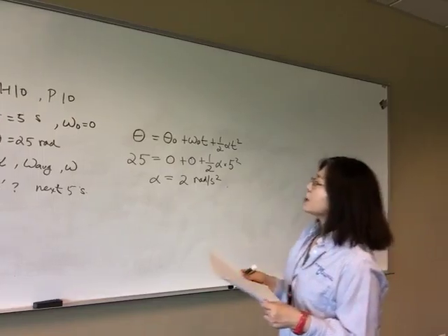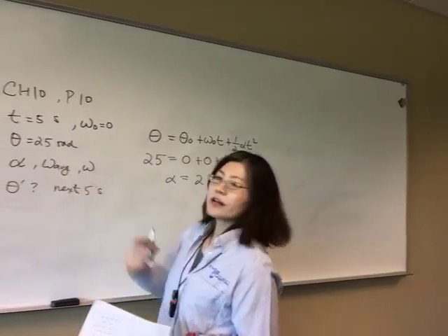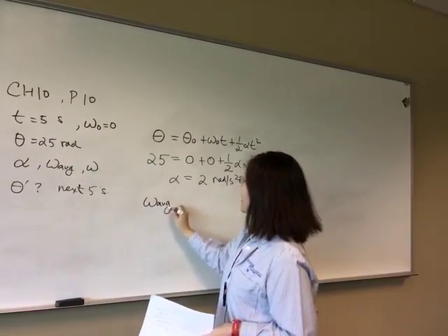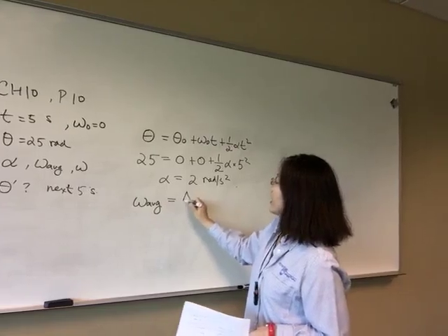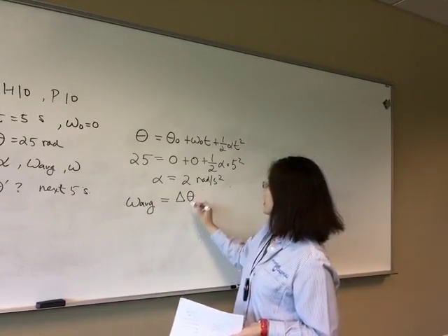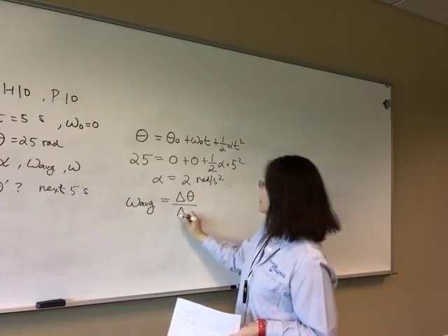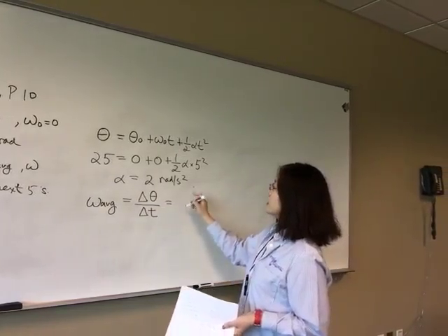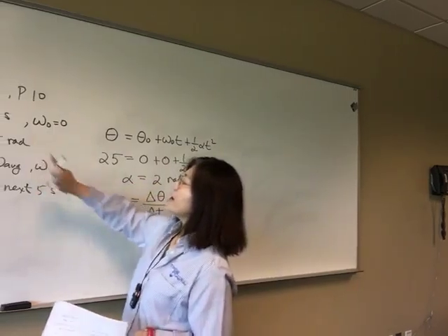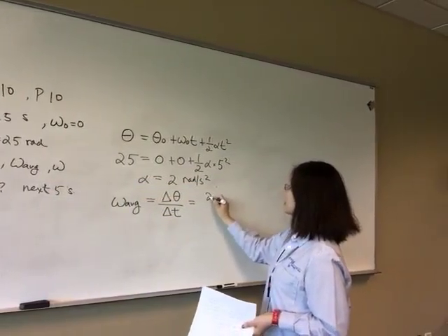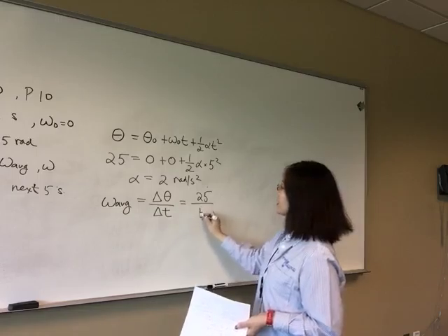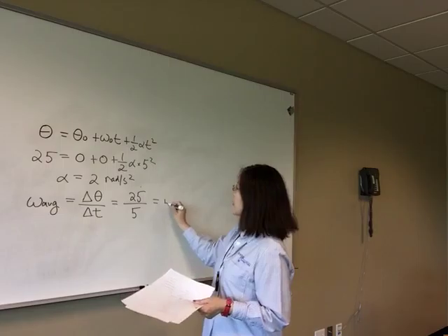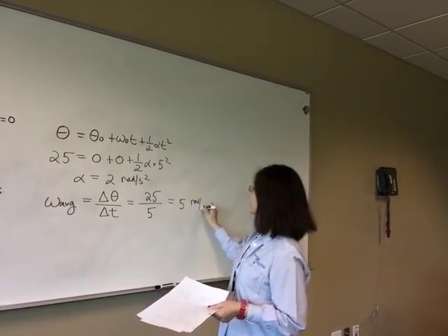Okay, and then you'll also find the average angular velocity. So what is your omega average? By definition, that's just the change in angular position over the time interval. So this angular displacement will be just the final position, which is 25, minus the initial position, which is 0. So you just have 25, and the time is 5. So you have the average angular velocity, which is 5, and the unit is radians per second.